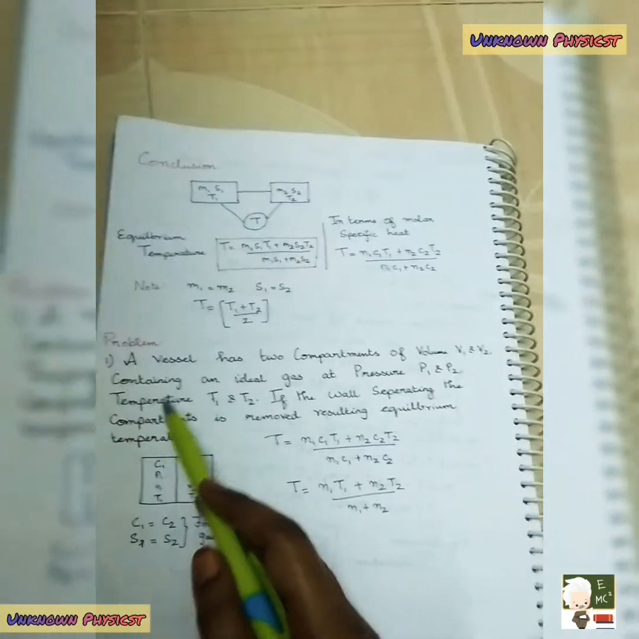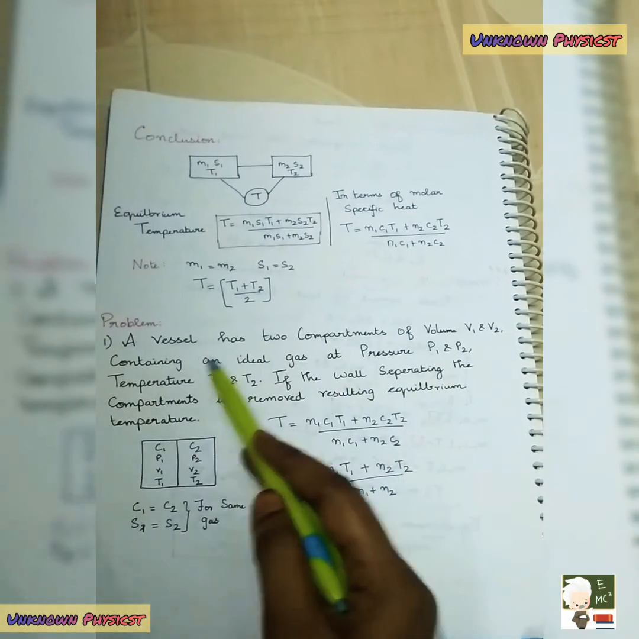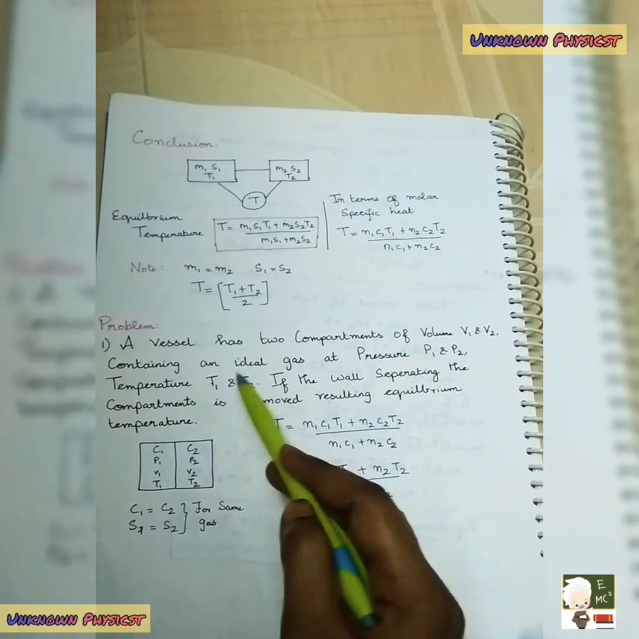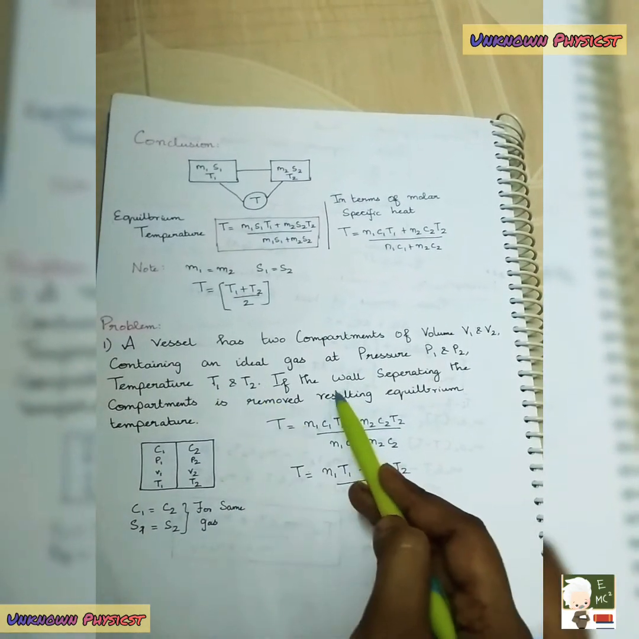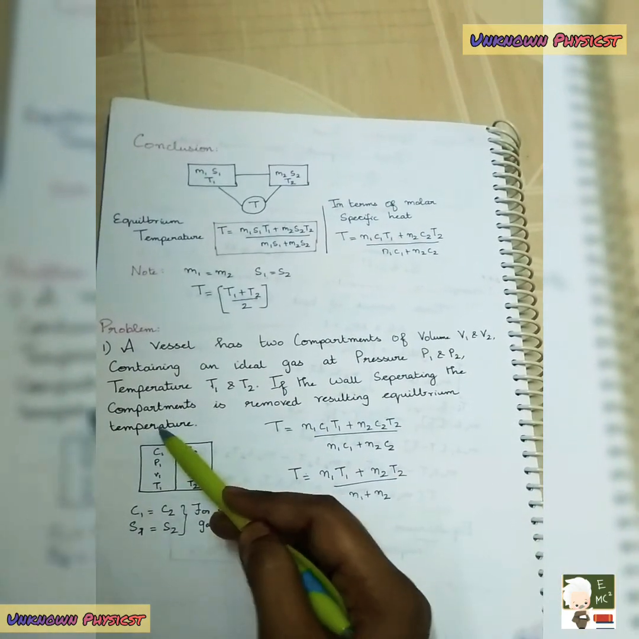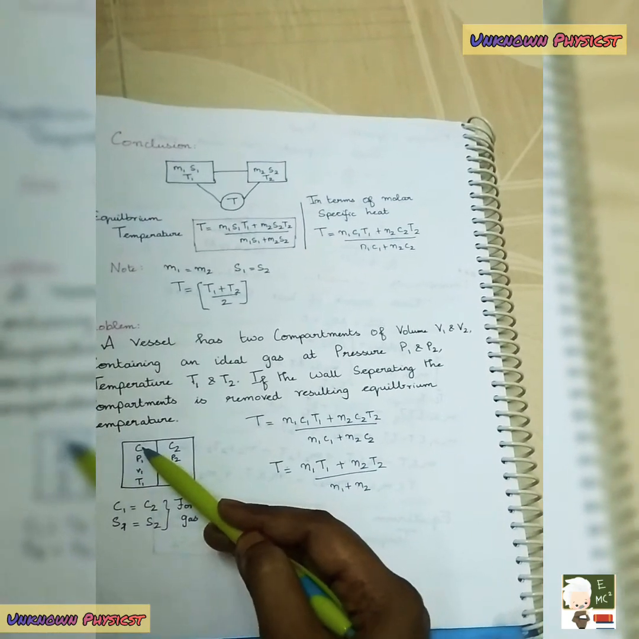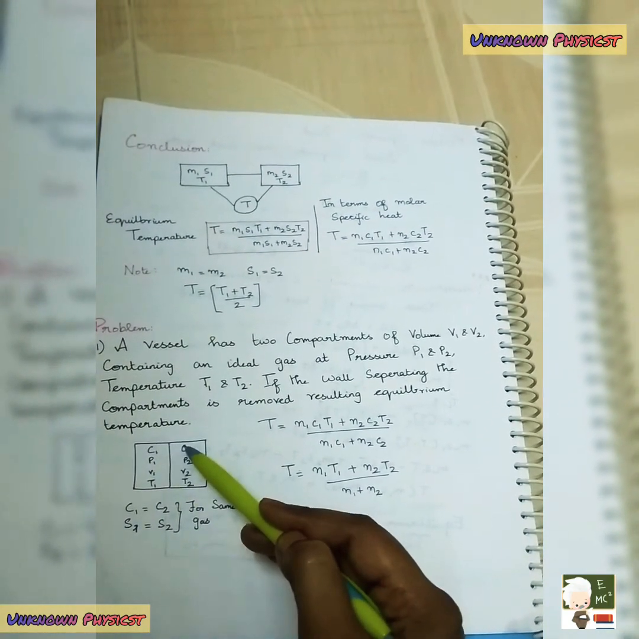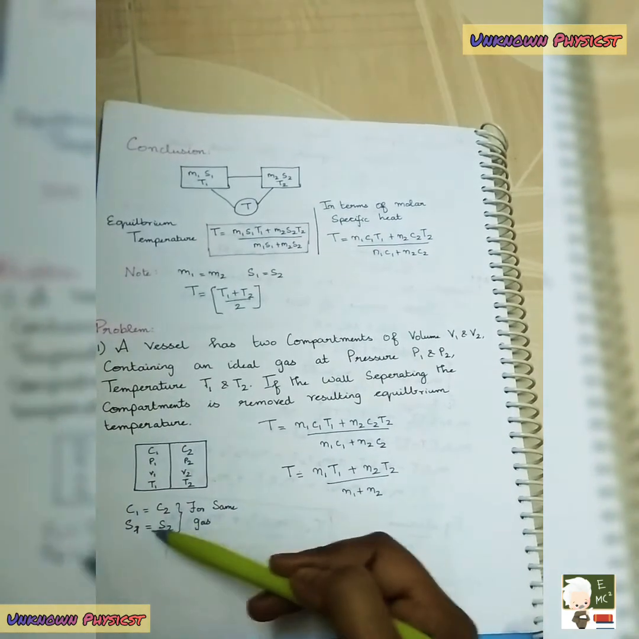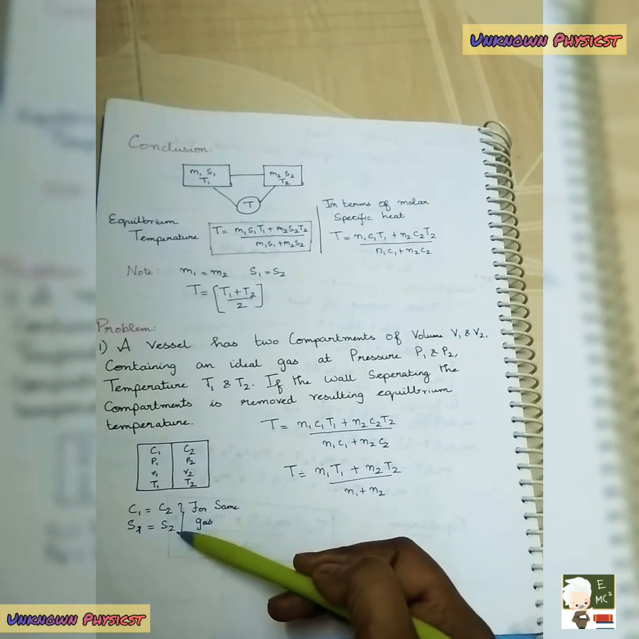Now let's see a problem. A vessel has two compartments of volume V1 and V2 containing an ideal gas at pressures P1 and P2, and temperatures T1 and T2. If the wall separating the compartments is removed, find the resulting equilibrium temperature. So this is the system, and since it is the same gas, C1 is equal to C2 and S1 is equal to S2. They have given all these data in the question.